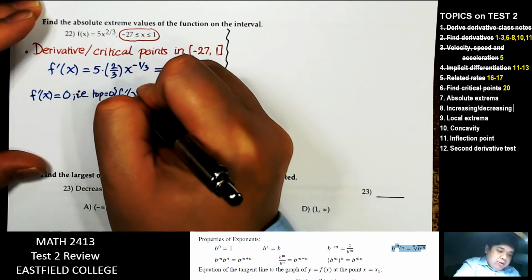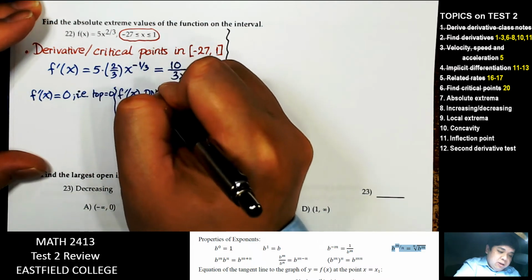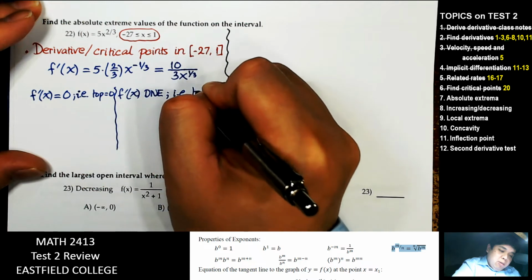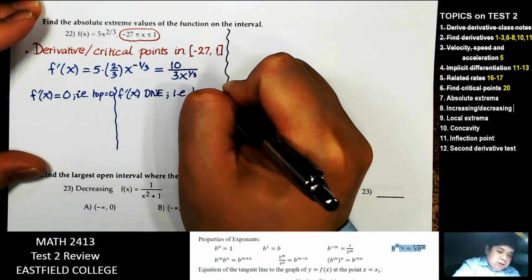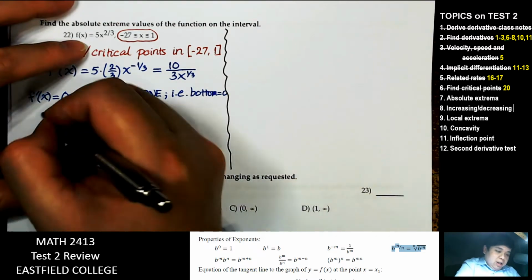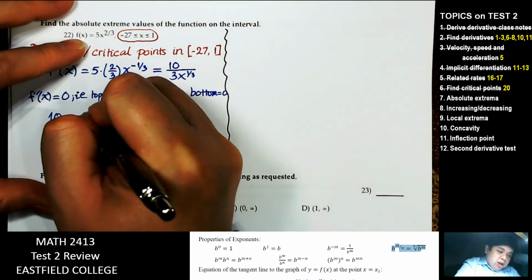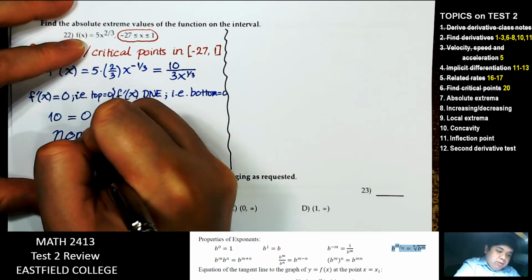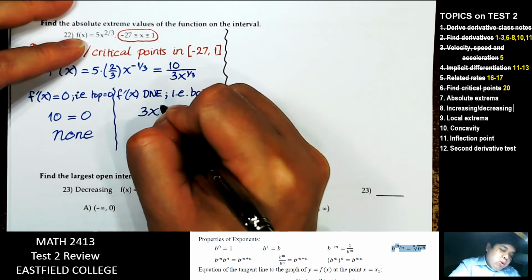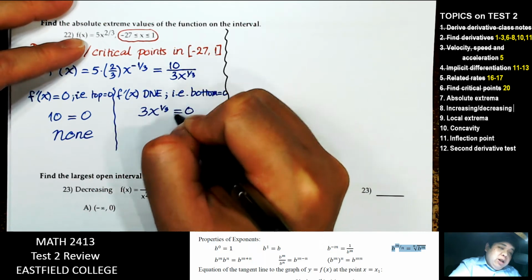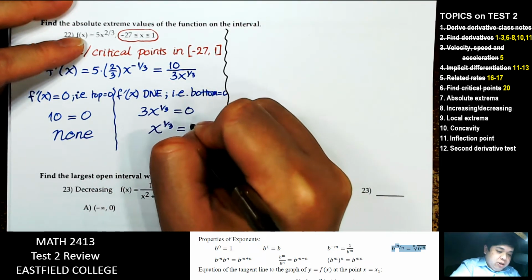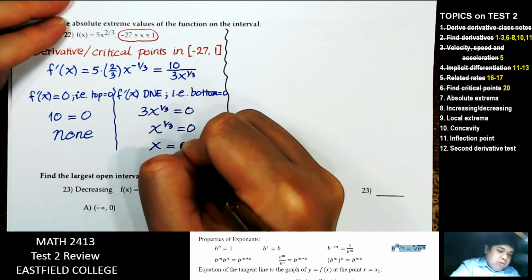And then the derivative does not exist when the bottom is 0. Right, so 10 equal to 0 for the top. Of course we will have nothing from that, no solution. And 3x to the 1/3 equal to 0. Divide both sides by 3. X to the 1/3 is 0, so x equals 0.